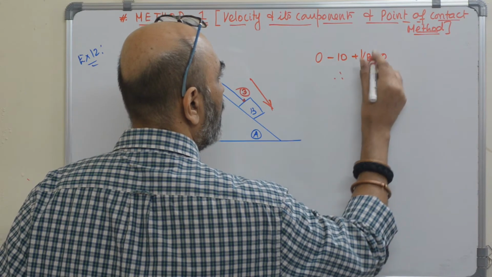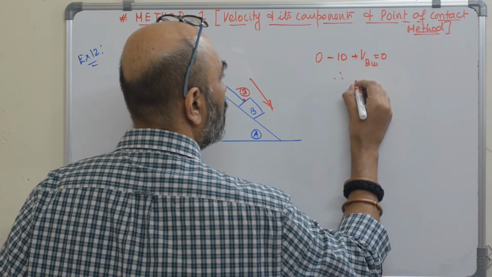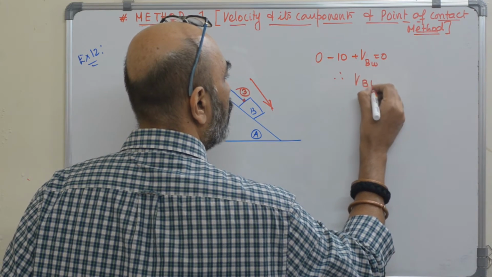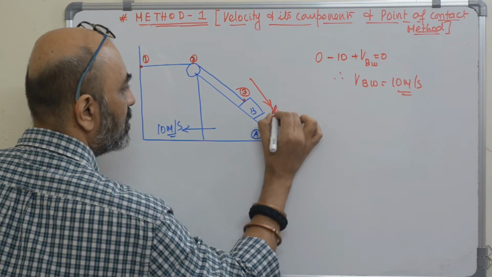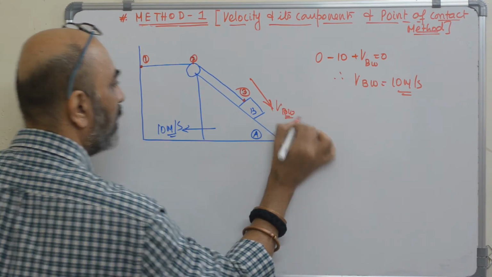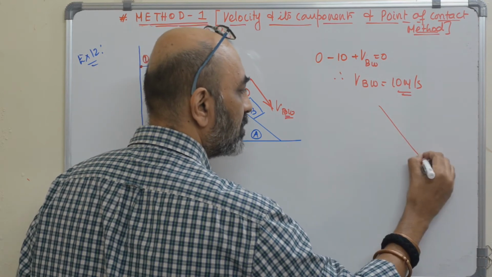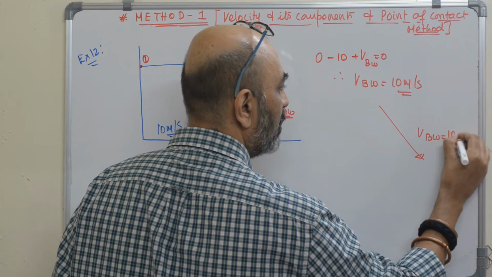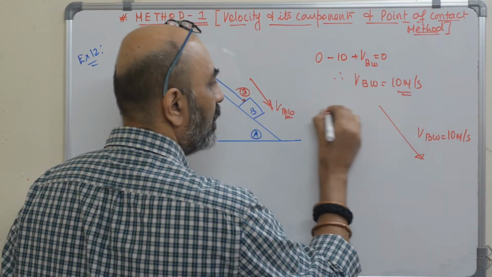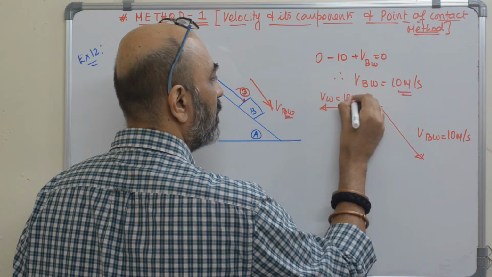So VB nahi, VB with respect to the wedge. So therefore VB with respect to the wedge is 10 meter per second. So this is actually VB with respect to the wedge. Now you know what is the VB with respect to the wedge. VB with respect to the wedge is 10 meter per second. The wedge velocity, V wedge, is 10 meter per second.